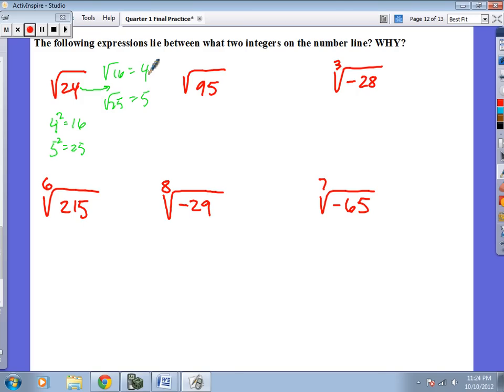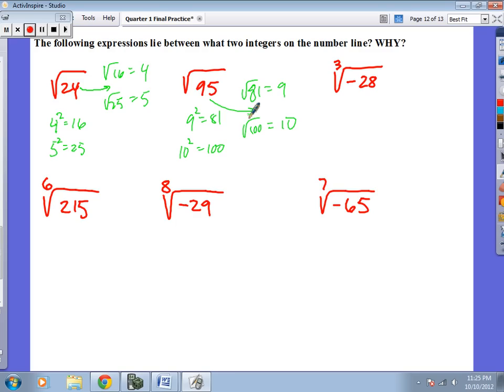Square root of 95, so this is what I want to see on your test. Square root of 95, I know that 9 squared is 81. I know that 10 squared is 100. So, square root of 81 is 9. Square root of 100 is 10. 95 is between 81 and 100, so it's got to be between 9 and 10, some kind of a decimal.